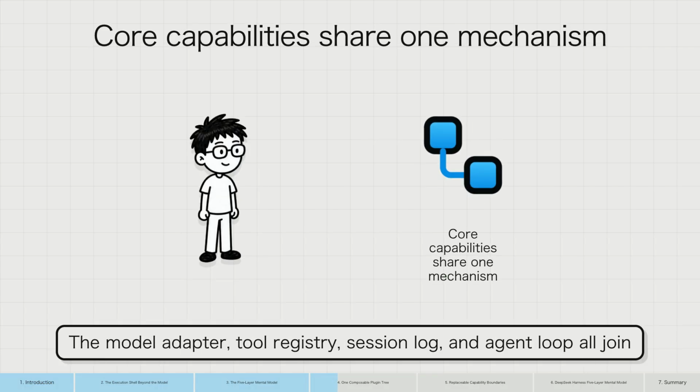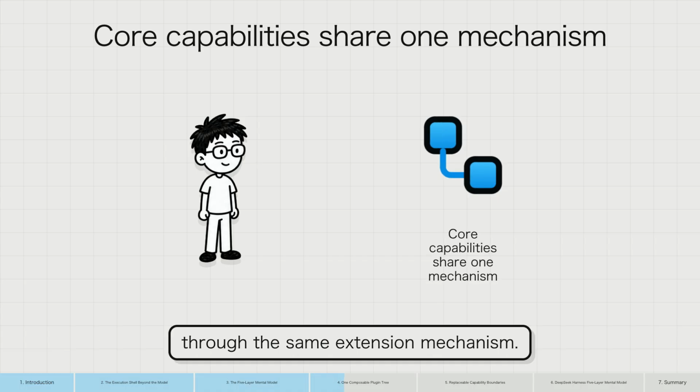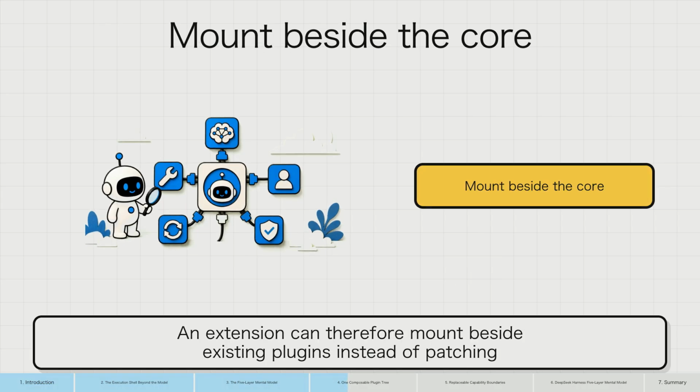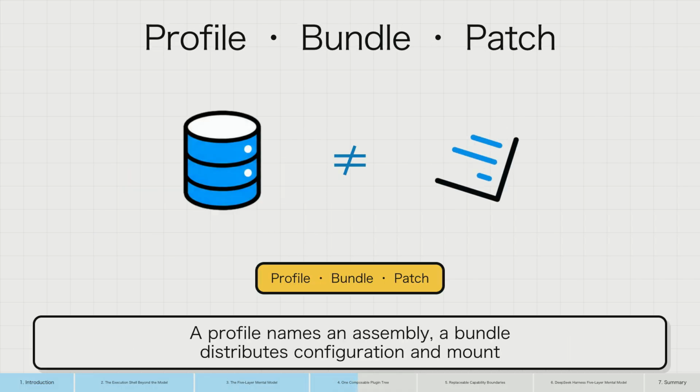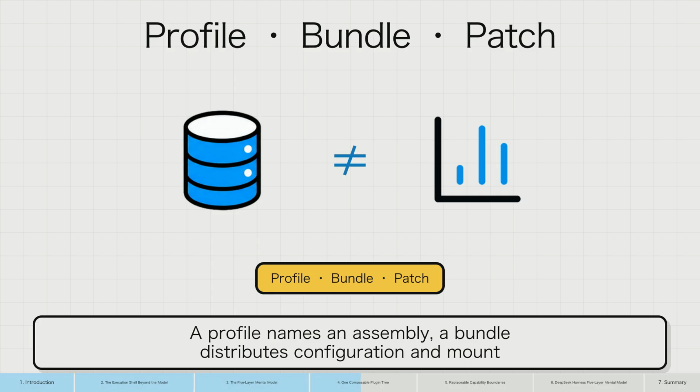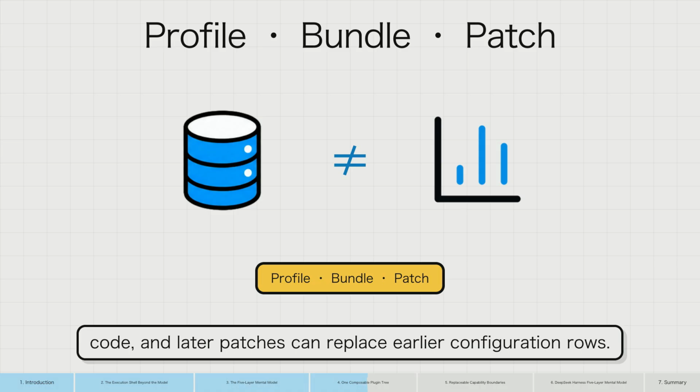The model adapter, tool registry, session log, and agent loop all join through the same extension mechanism. An extension can therefore mount beside existing plugins instead of patching a privileged core. When a plugin unloads, its registrations unwind with it. A profile names an assembly, a bundle distributes configuration and mount code, and later patches can replace earlier configuration rows.